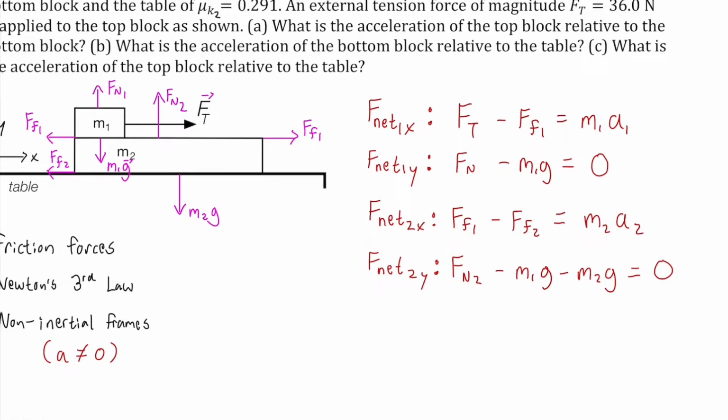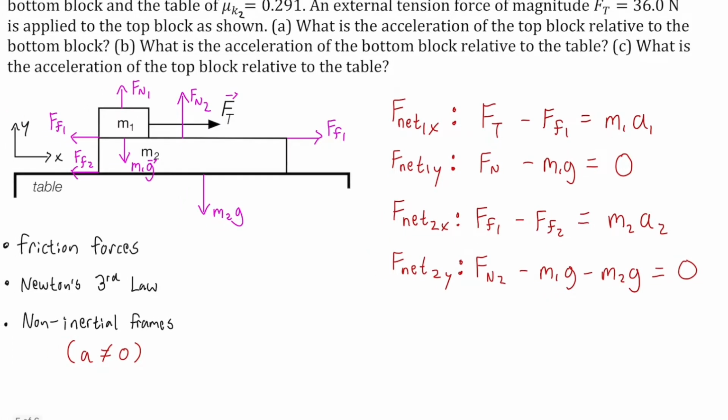Well, precisely the accelerations. We want to know the acceleration of the top block relative to the bottom block. That's going to be A1. I'll explain why that is in a minute. Then we want to know the acceleration of the bottom block relative to the table. Well, that's going to be A2. And then we want to know the acceleration of the top block relative to the table.